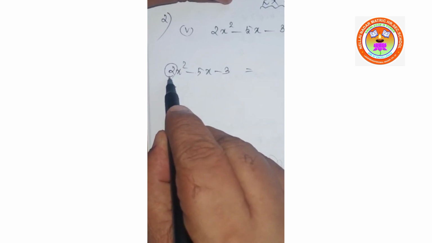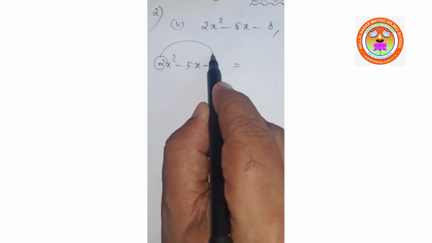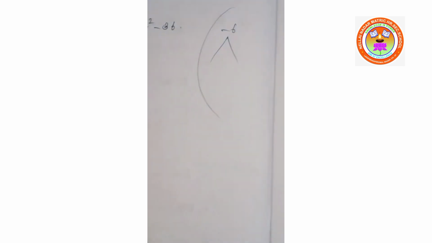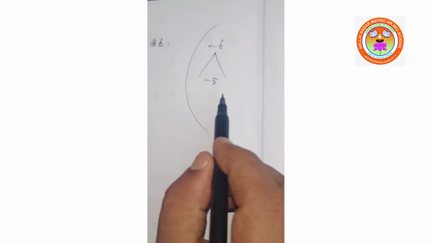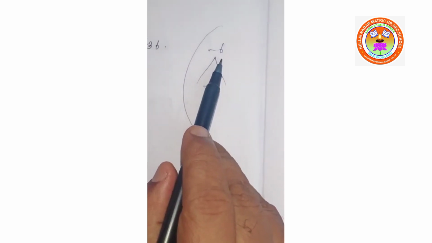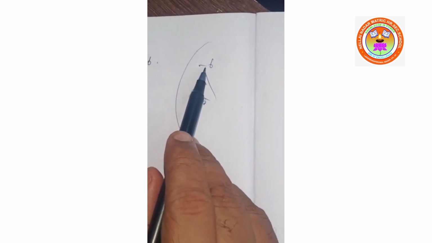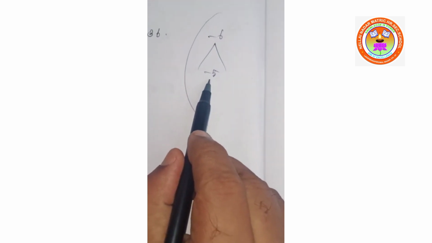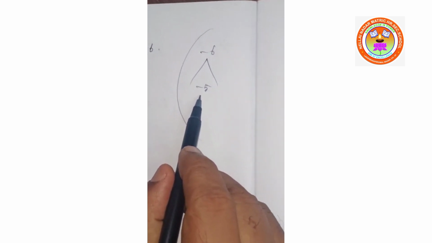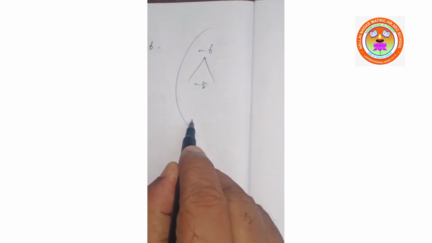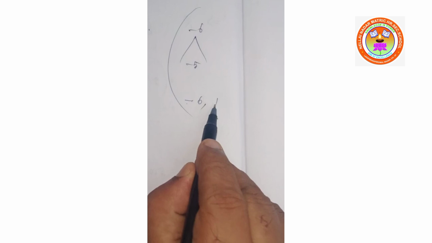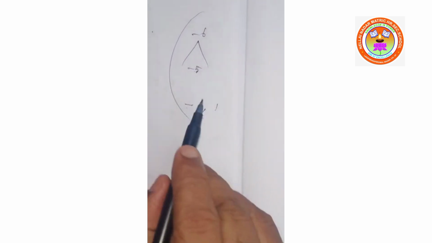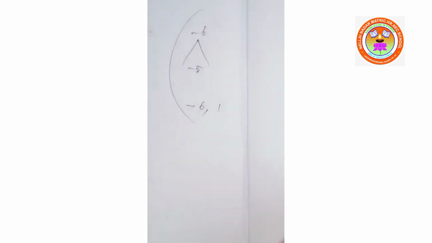The coefficient of x squared is 2. Multiply 2 and minus 3: 2 into minus 3 equals minus 6. The x coefficient is minus 5. We have to find two numbers whose product equals minus 6 and whose sum equals minus 5. The two numbers are minus 6 and 1. Minus 6 plus 1 is equal to minus 5, and the product of the two numbers equals minus 6.